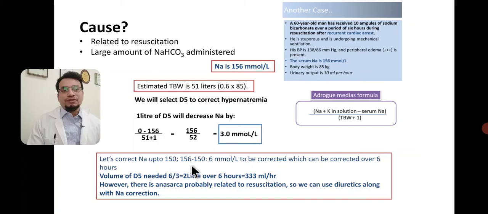In this case, 156 to 150, 6 millimole per liter is to be corrected, which can be corrected over 6 hours. So the volume of D5 needed will be 6/3, 2 liters over 6 hours. That will be estimated as 333 ml per hour. However, there is anasarca probably related to resuscitation, so we can use diuretics along with sodium correction.